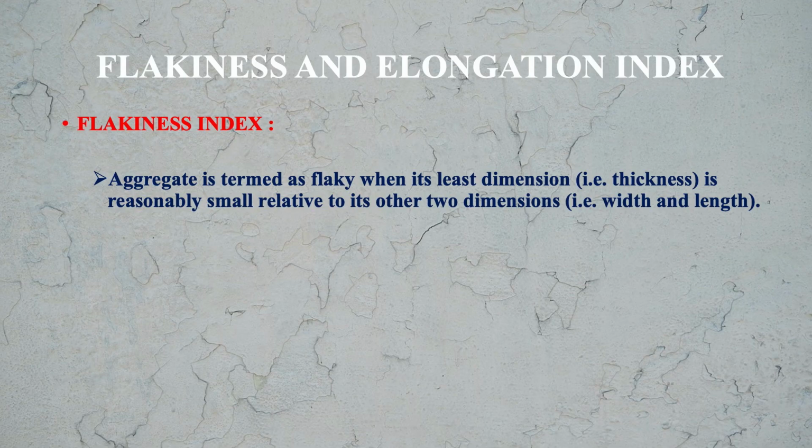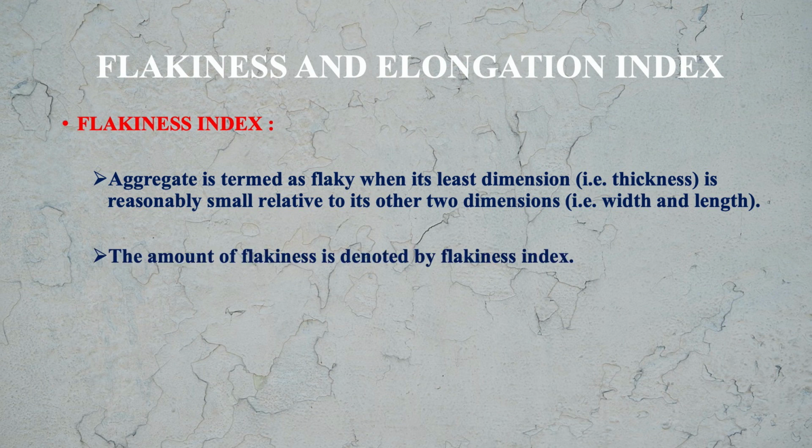Flakiness index. What is flakiness index? Aggregate is termed as flaky when its least dimension, that is the thickness, is reasonably small related to its other two dimensions. Other two dimensions means width and the length. The amount of flakiness is denoted by the flakiness index. So you understood this meaning that an aggregate will be termed as flaky when its least dimension is reasonably small relative to its other two dimensions.